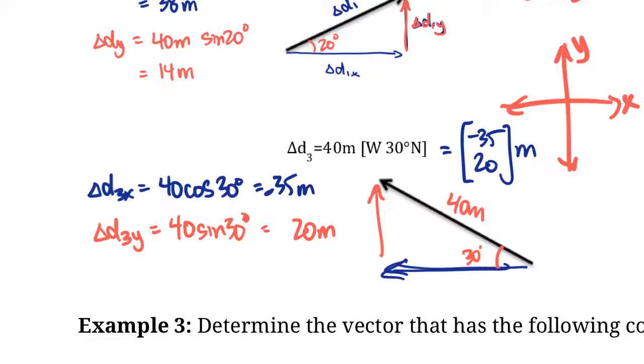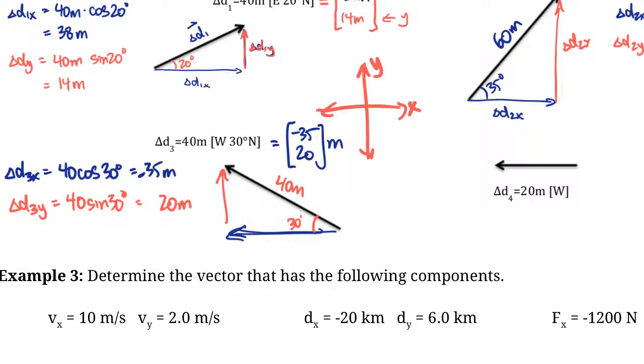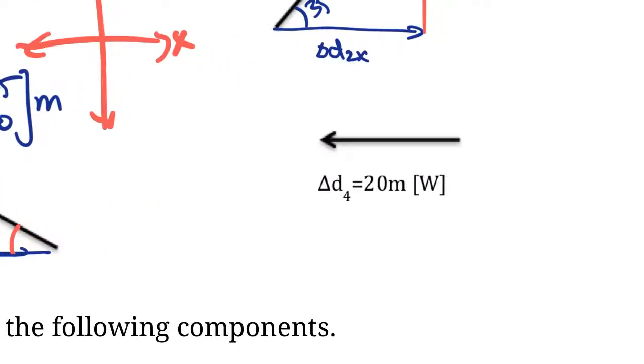Okay, so last one, we'll just do the last one together. It's pretty quick. 20 meters west, if it's just like that, well, what are the x and the y components of that? Do I even need to do any calculation here? Well, the x component, remember, that's going in the x direction. This whole thing seems to be going in the x direction, right? And it specifically has a length of negative 20 in the x direction. Does it go in the y direction at all? Does it go up or down at all? No. So the y component of this is 0. So that is our answer for D4.